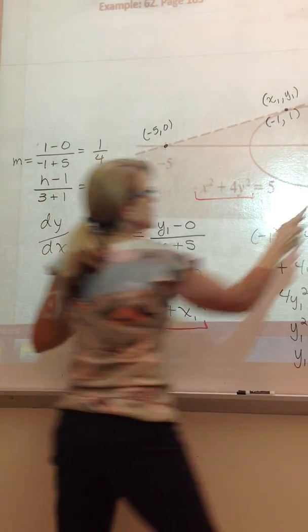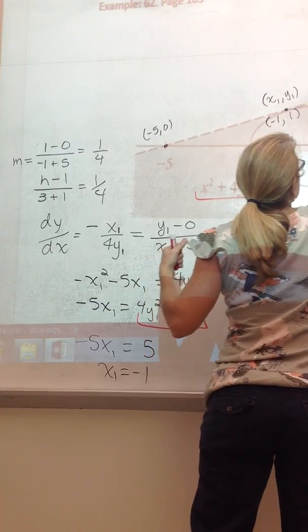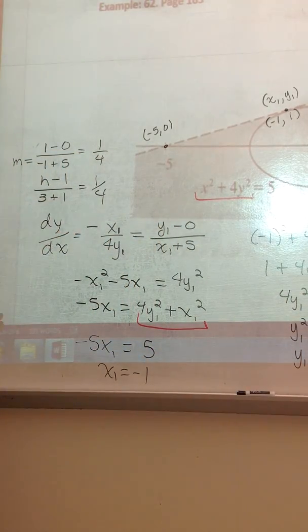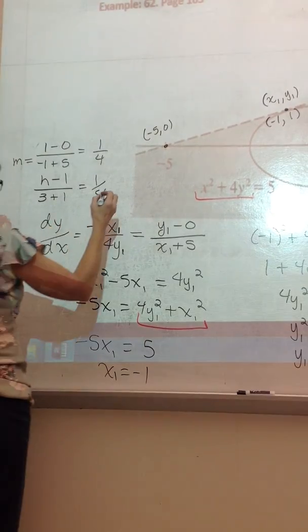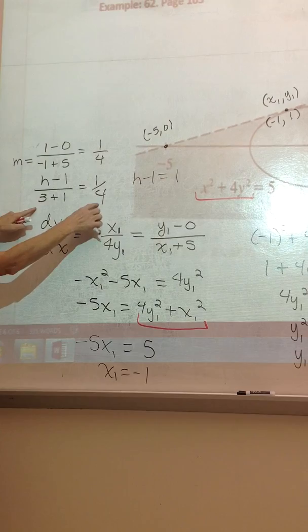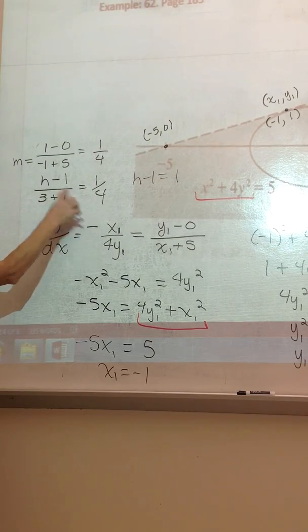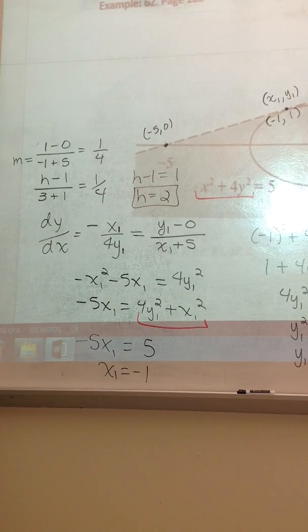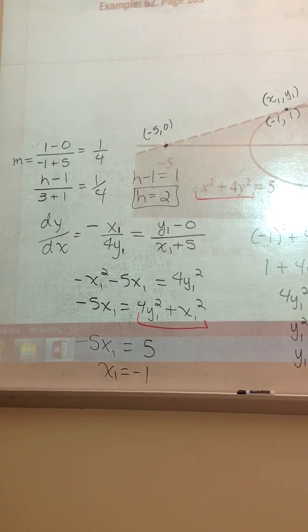So I just did h minus 1, 3 minus -1, and we know that the slope is supposed to be 1/4. So h minus 1 should equal 1, because 3 plus 1 already equals 4. So h should be 2. So h should be 2. And that's what we were looking for, the height of the lamp should be 2.